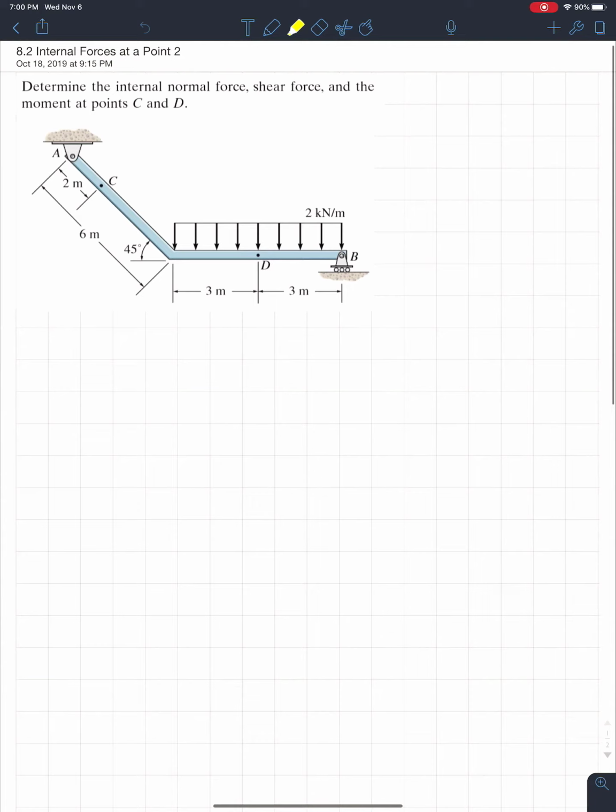In this tutorial we're going to continue finding the internal forces at specific points along a beam. So nothing's going to change, but this beam that we're going to have today is going to have a little bit of a trick to it. It's going to be at a diagonal.